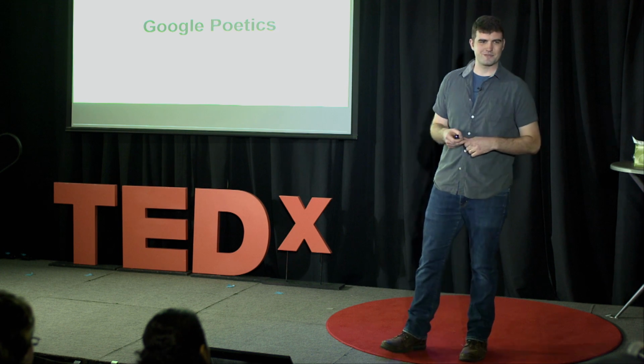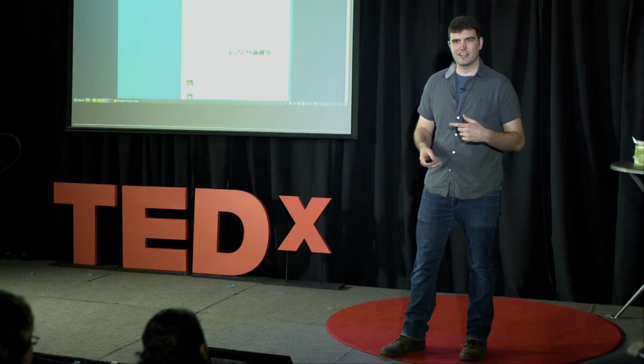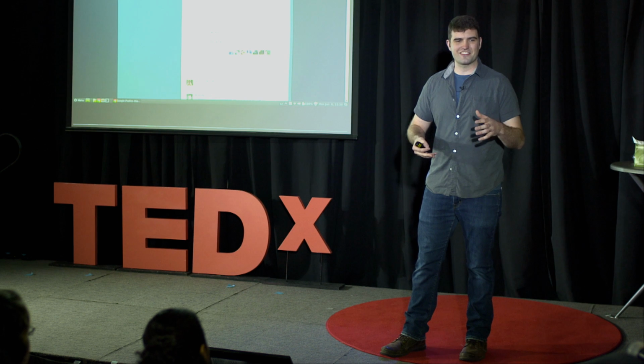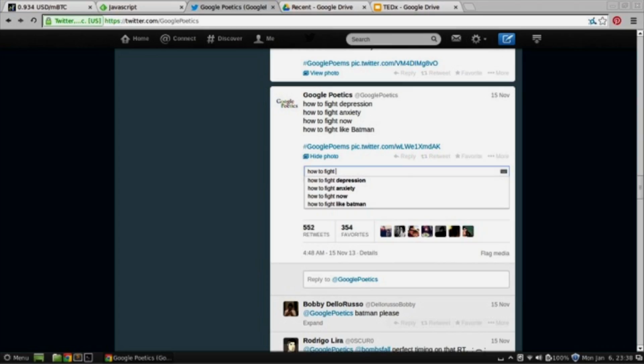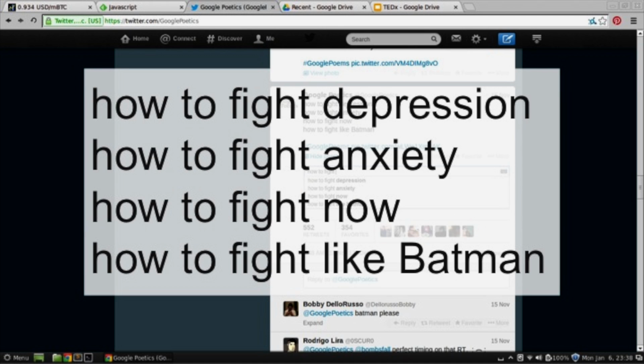Google Poetics is this project I like a lot. It's a Twitter feed where all these humans get together and they look through Google autocomplete suggestions. And they find things like this, if you can't read it, that says, how to fight depression, how to fight anxiety, how to fight now, how to fight like Batman. I like that a lot. You know, there's a lot of really interesting stuff in this creativity that comes out of algorithms.